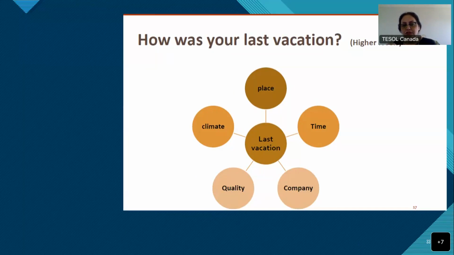I traveled to Vancouver for my last vacation. I traveled to Vancouver in last vacation. So that's one sentence, and I don't know what to write. So give them a prompt. Talk about the place, time, who you went with, how it was, how the weather was. It's going to be more than one sentence.